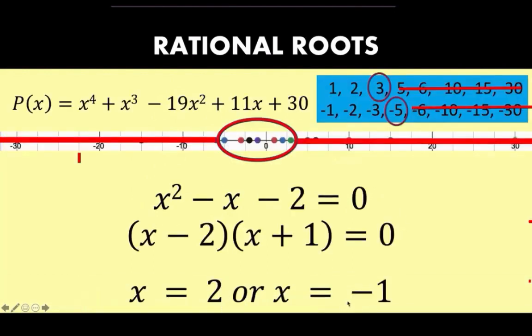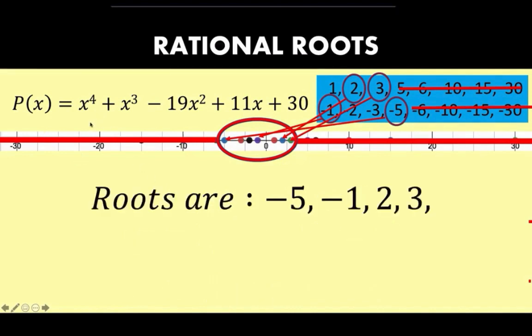Combining these results with the other 2 roots that we already found, we now have these 4 roots. 2 and 3 are both positive, negative 1 and negative 5 are the 2 negative real roots. All in all, we have a total of 4 roots, which is consistent with the highest degree of our given polynomial equation. And these 4 real roots are all contained in this circled interval, which we narrowed down by applying the integral upper bound and the integral lower bound.